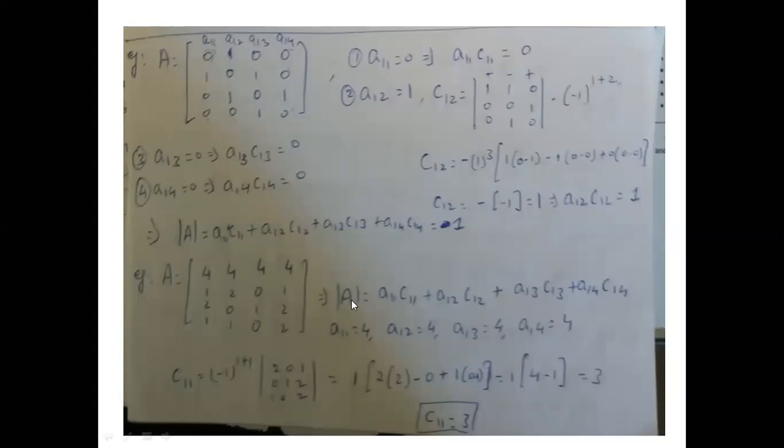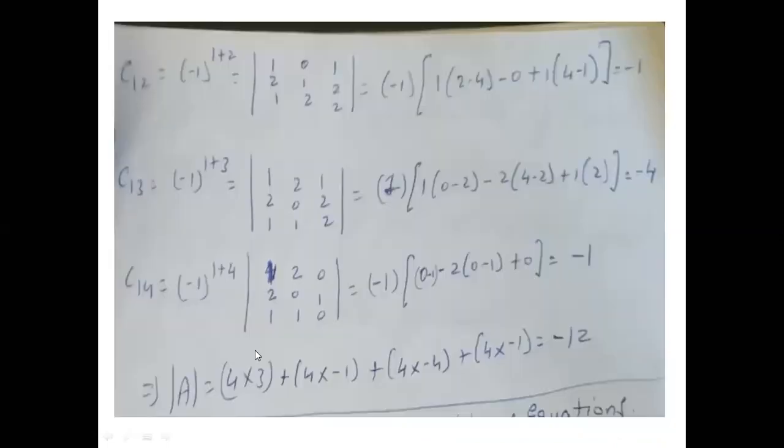The total determinant is A11 C11 plus A12 C12 plus A13 C13 plus A14 C14. So we already know the values of A's. We only need to find the values of C. So first let's try to find C11. So C11 will be minus 1 raised to i plus j, where i is 1 and j is 1. So minus 1 raised to 1 plus 1. And since I am dealing with row 1, column 1, I will ignore column 1, I will ignore row 1. So I am left with 2, 0, 1, 0, 1, 2, 1, 0.